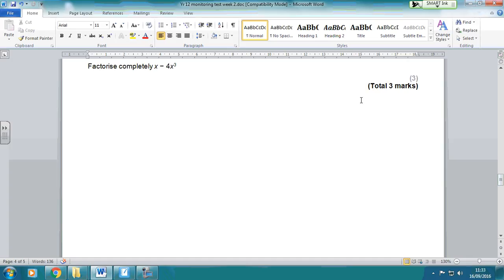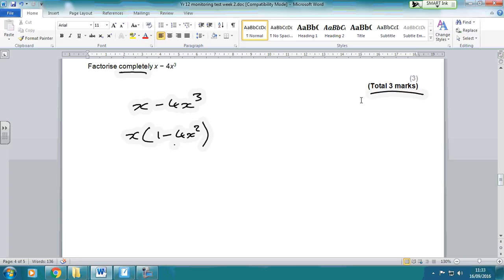Okay, next one, factorise completely. Notice it says completely. What this means is that you've got to do more than one bit of factorising. So what I see here is I've got x minus 4x cubed. I see there's an x in both things, so I'm going to take an x outside. So that's going to be 1 minus 4x squared. Now, they're not going to give me 3 marks for that, because at GCSE that would be a 1 mark question. Key Stage 3 that would be a 1 mark question. However, it's A level, so it's going to be a little bit trickier.